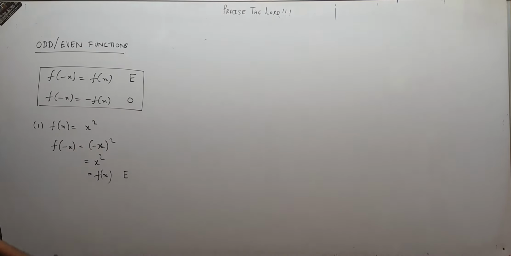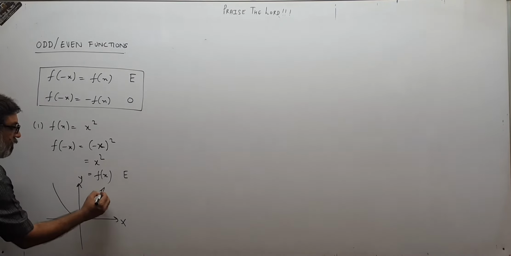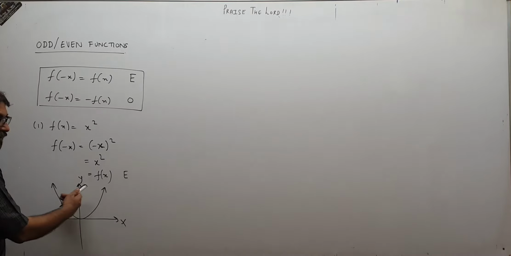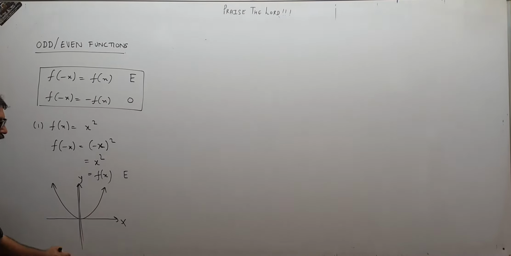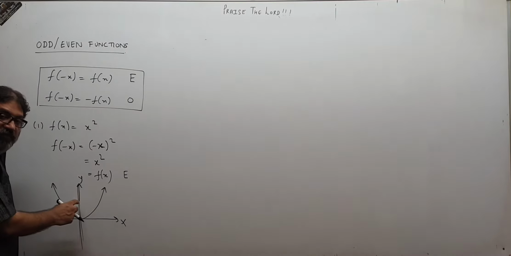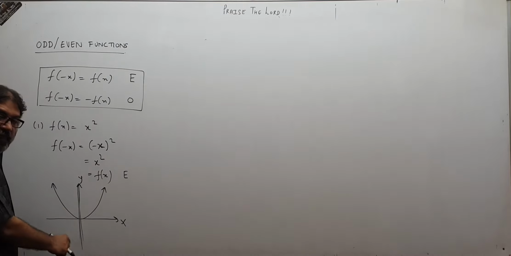And children, if you draw the graph of y equal to x square, I told you f(x) is y, it will come out to be like this. This is the x-axis, this is y, it will be like this. So you can see if I place a mirror on the y-axis, and if I see from here, then whatever reflection of this I will see in the mirror, it will be exactly overlapping this. Yes or no? Can you see it is symmetric? Yes, it is symmetric about the y-axis.